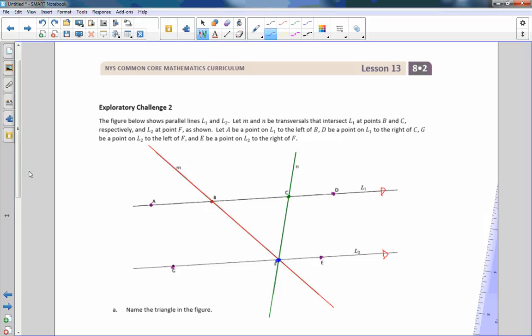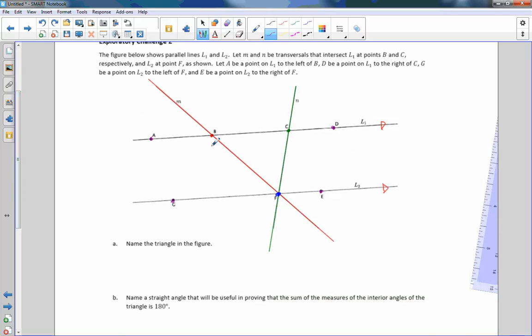Now, name the triangle in the figure. So this formed a triangle right here. So this is triangle BCF. Now I can name this any way I want. It does not matter. I can call it BCF, CFB, FBC, or I can go the other way around. I can go BFC, FCB, CBF. The order does not matter in a triangle. We can name it any one of those three ways, in both directions, so there are actually 6 possible names for that triangle.